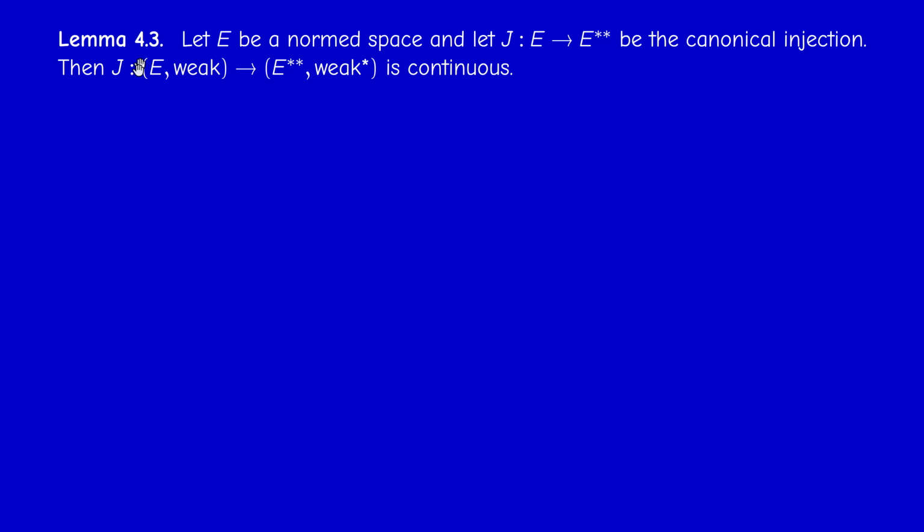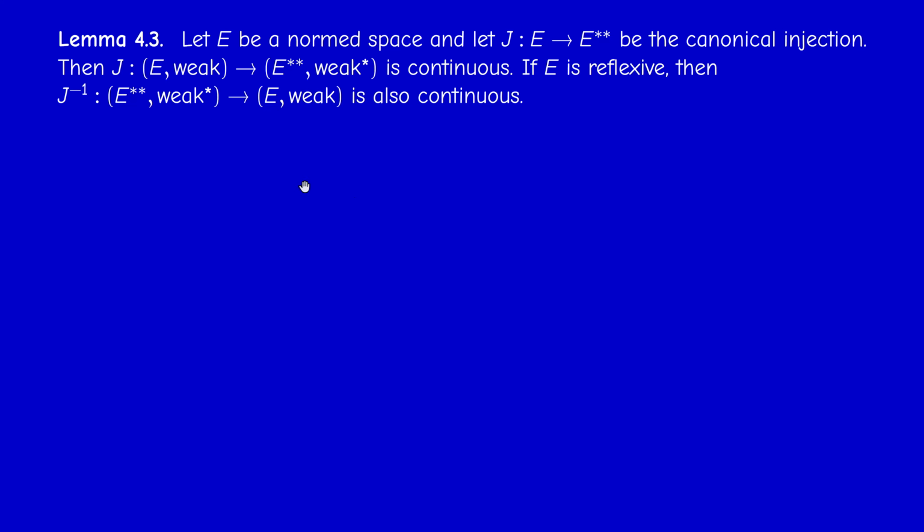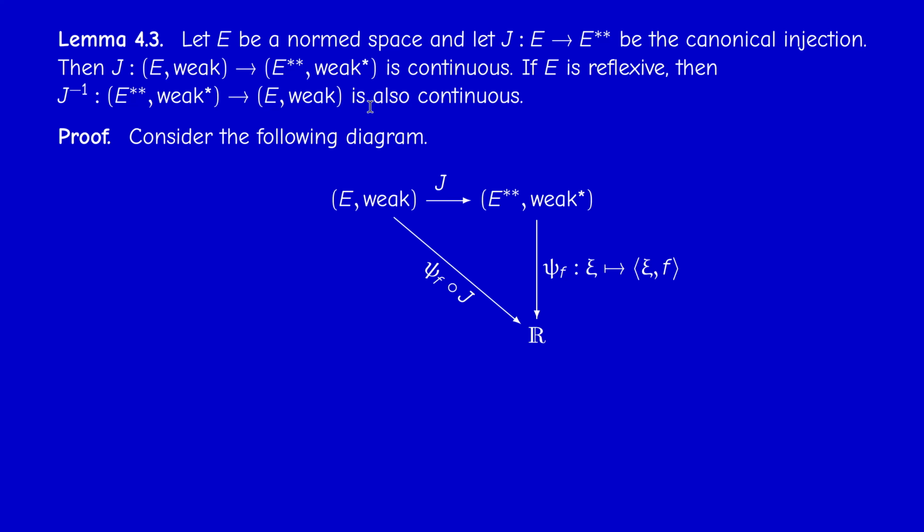Of course, J is continuous when I equip E with the norm topology and E double star with the norm topology. But here I'm considering other topologies weaker than norm. Okay. And this is the first thing. And second thing, if E is reflexive, then of course, since J is surjective and injective, it has an inverse. The inverse of J is also continuous between these topologies, and therefore J is a homeomorphism if E is reflexive.